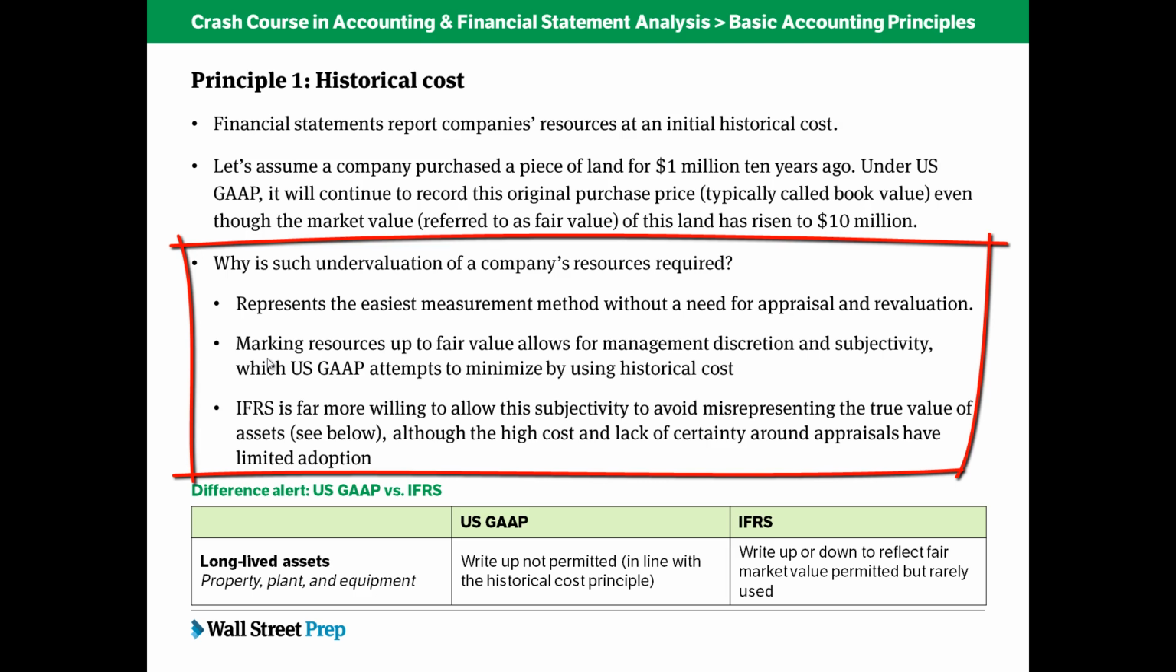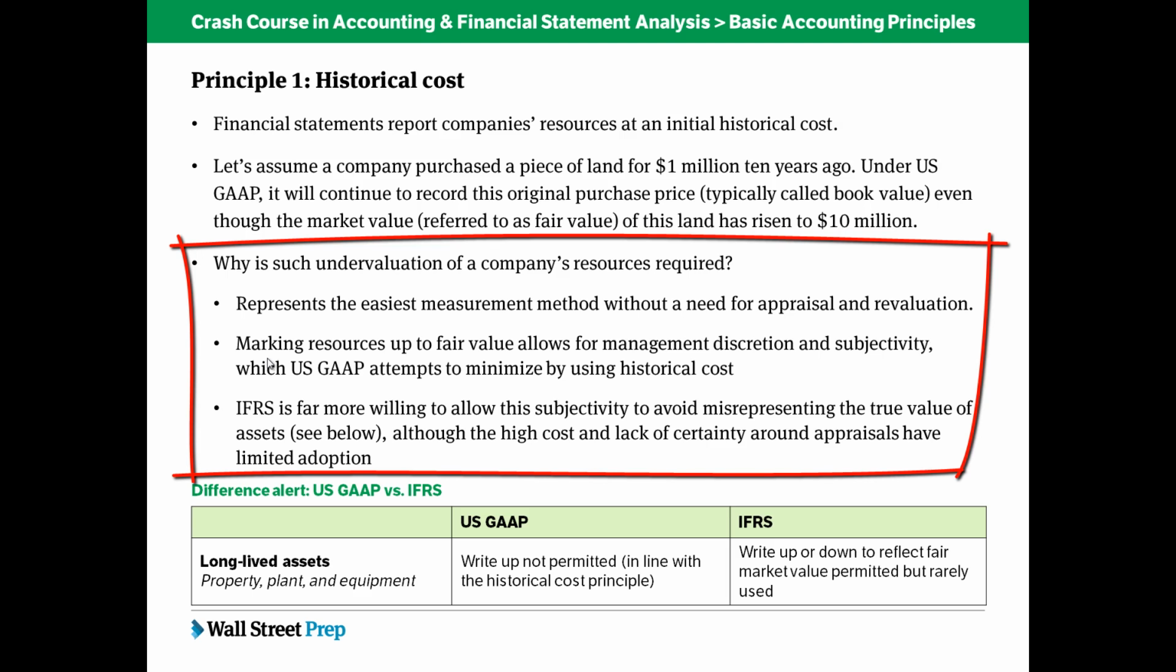It should be noted, though, for those of you who are going to be dealing with companies outside of the United States, IFRS companies, that IFRS is far more willing actually to allow this subjectivity and avoid misrepresenting the true value of assets. In fact, IFRS allows a deviation from historical cost for the valuation of assets. It allows for writing assets up.